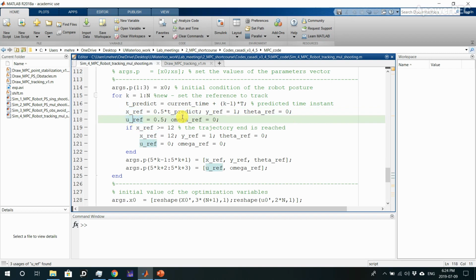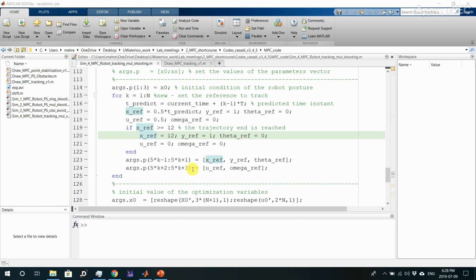We also define uref and omega ref, which are my reference for the linear speed and the reference for the angular speed of the robot, right? And we derive these two values in the slides. This if condition is simply a stopping condition that marks the end of the trajectory. So we say that if xref, that keeps updating up here, reaches the value of 12, then our robot should stop at this position. So let's run the code now.